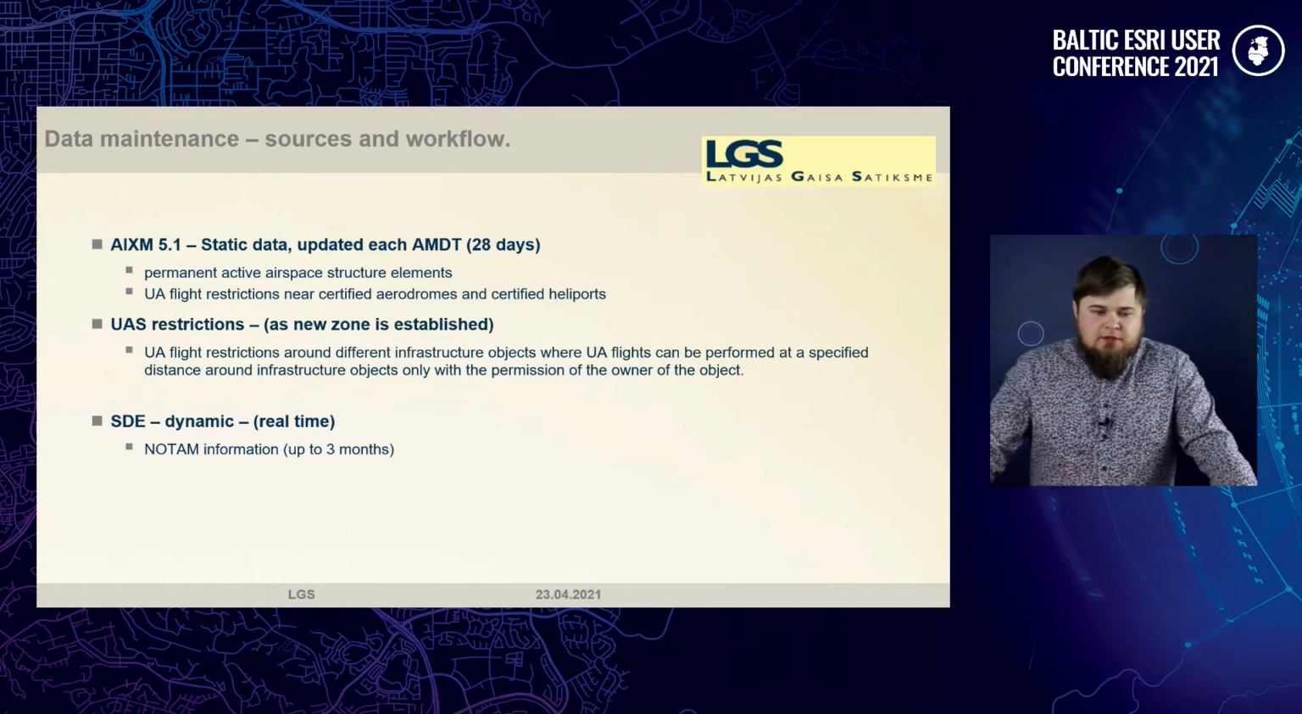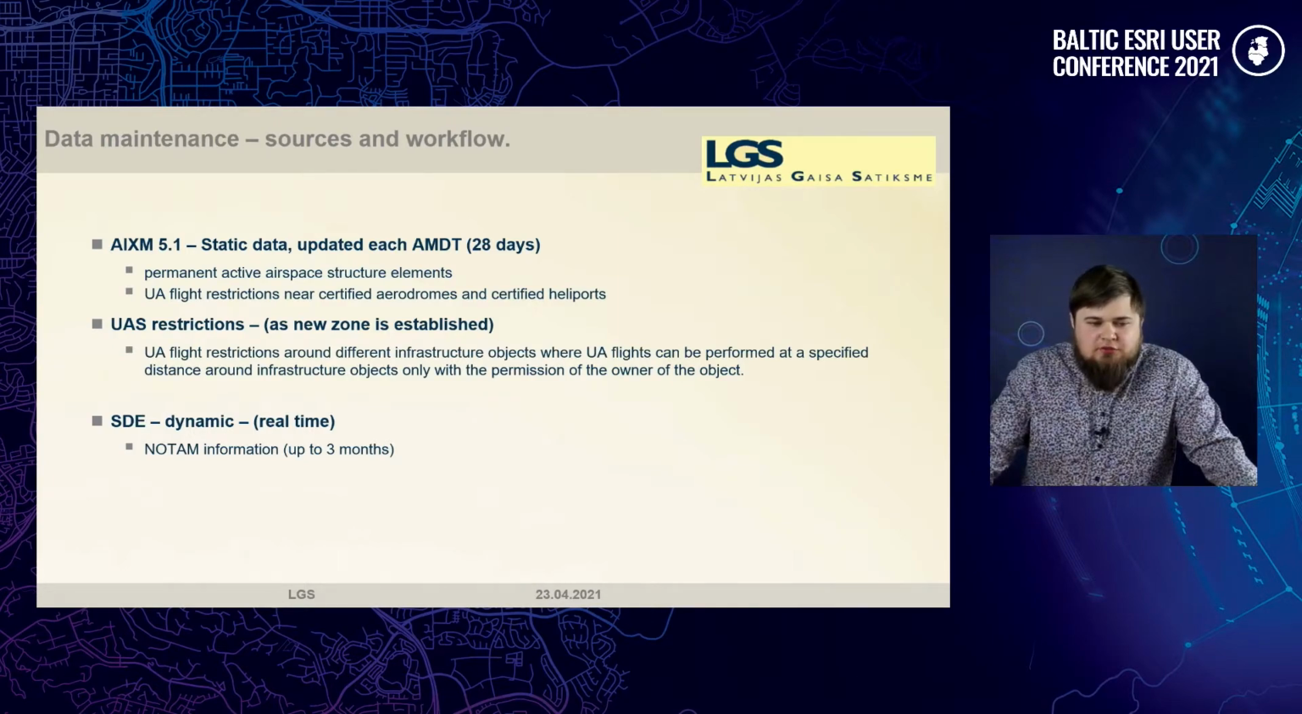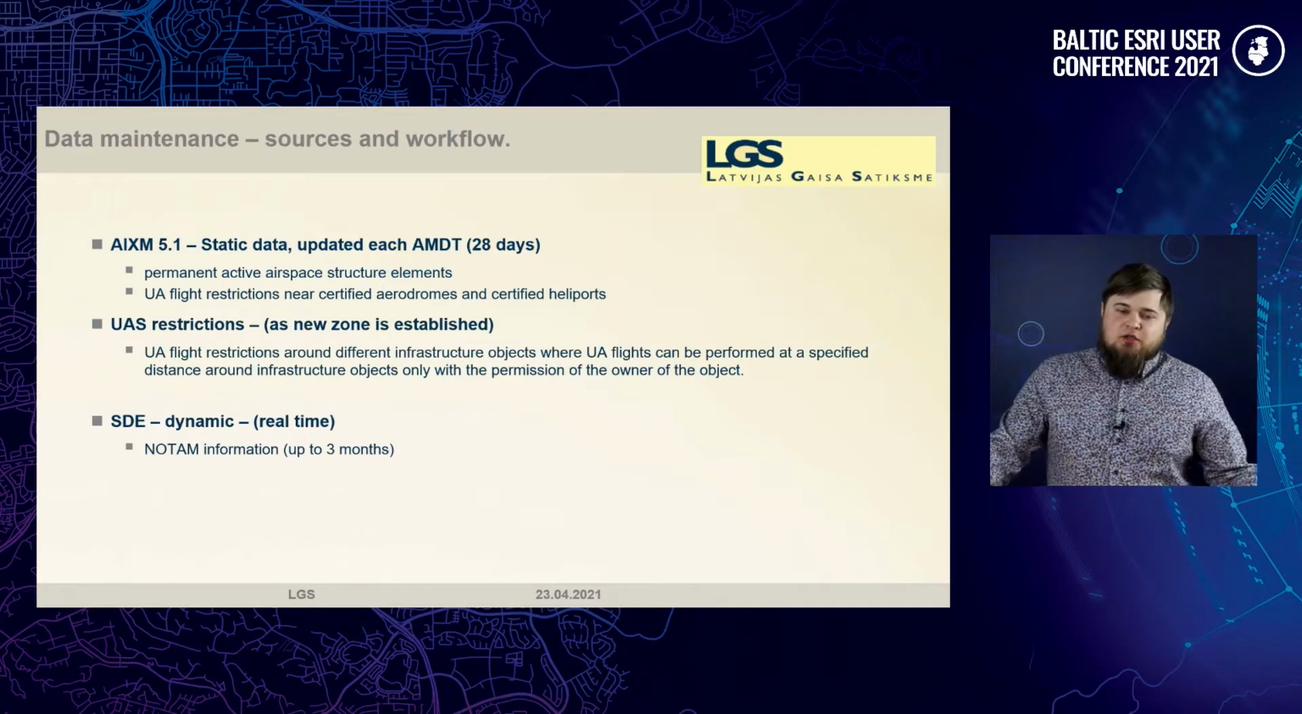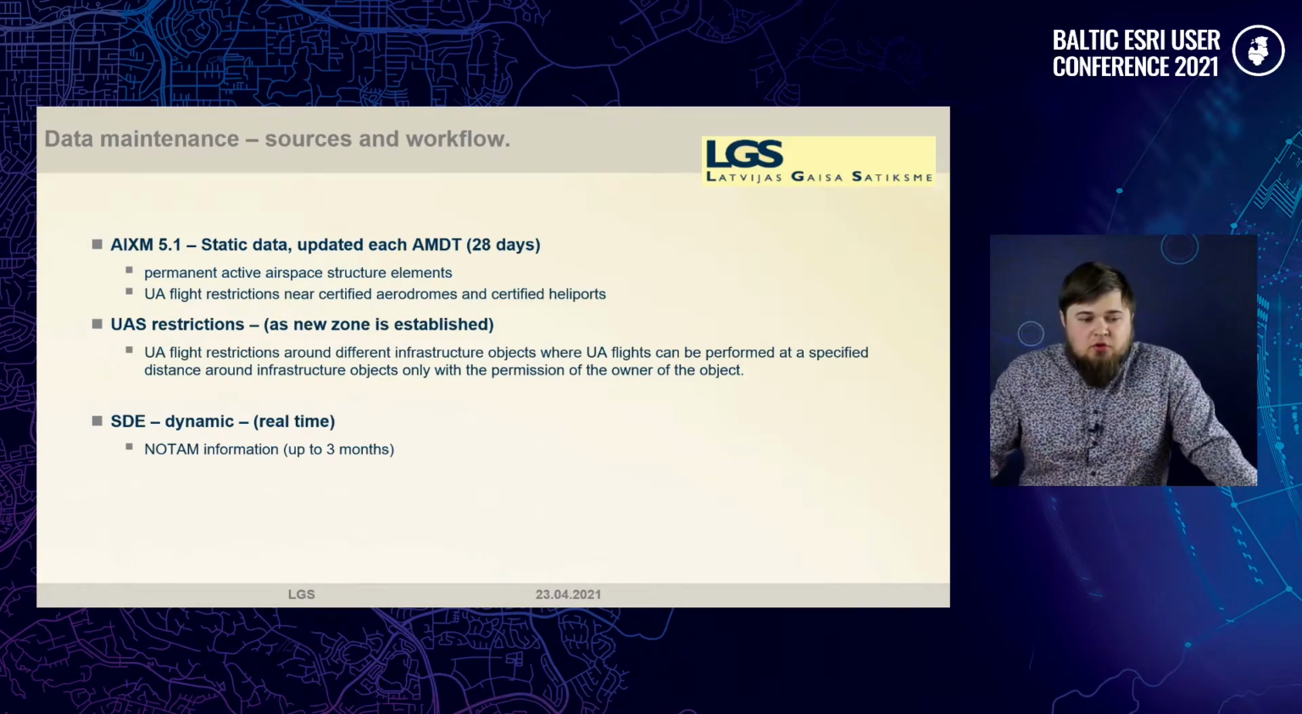A little bit about our data. We store our data in IXM 5.1 format. IXM means Aeronautical Information Exchange Model, which means it is XML. Basically, it's an XML file with a predefined schema, and this information could be updated every 28 days as aeronautical information is run in cycles. This is for static data. And at the beginning, of course, we need to convert this data to GIS formats. For that, we have a special converter.